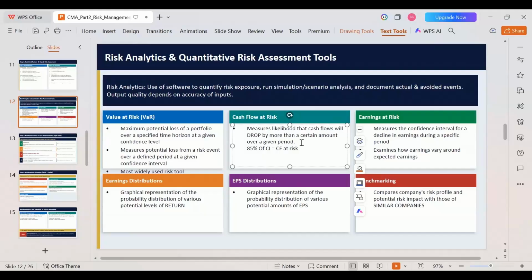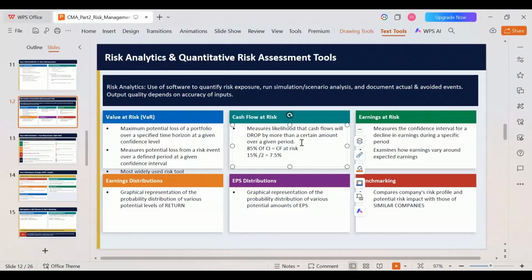85% of the time you will be facing the cash flow at risk that you have estimated. Okay, and what can be your estimation of cash flows? It can be any amount, 1 lakh or 1,50,000 according to your assessments. Okay, and what about the remaining 15%? 15% you will divide into two halves. So it becomes 7.5% each.